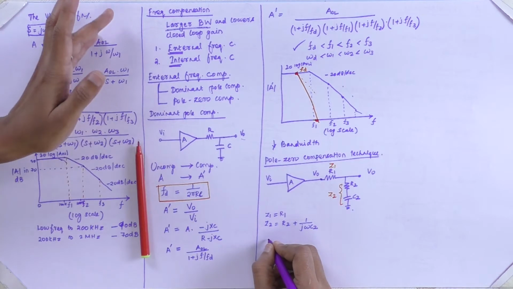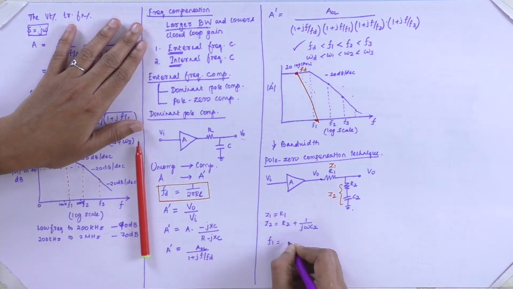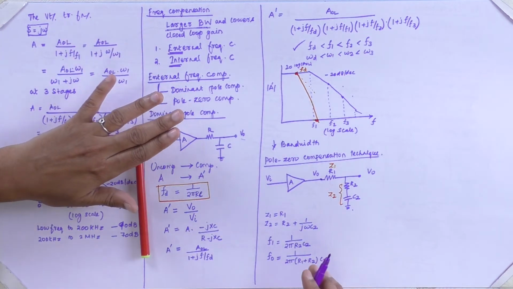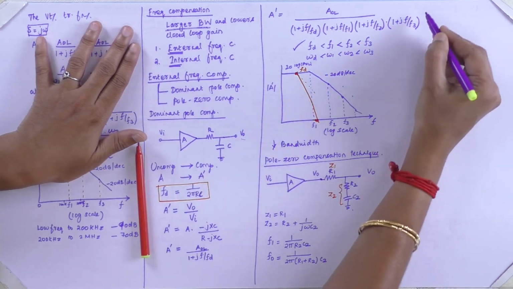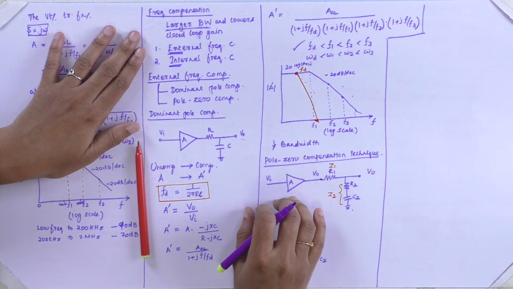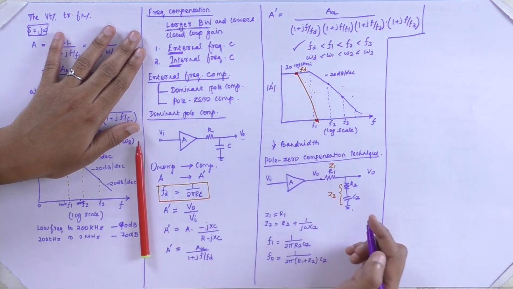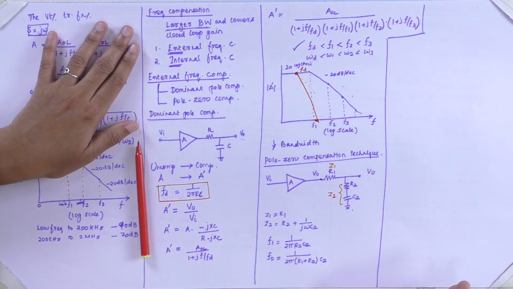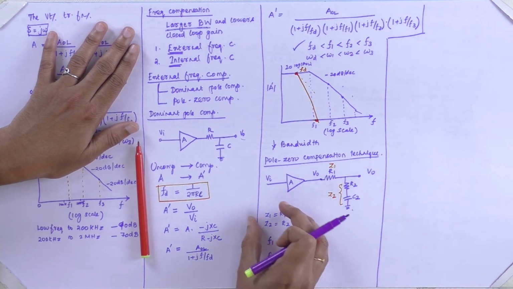Next we are going to use the frequency parameter F1 as 1 by 2 pi R2 C2. The other frequency F0 is equal to 1 by 2 pi of R1 plus R2 into C2. So we have two frequency components. Now we are going to calculate the gain factor. Again this is uncompensated. To make this a compensated one, we are introducing the poles and zeros. So a series resistance R1 and R2 C2 is to be connected. This is considered as the Z1 and Z2 parameters.